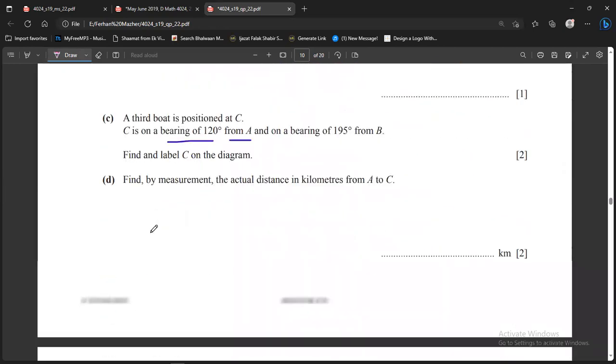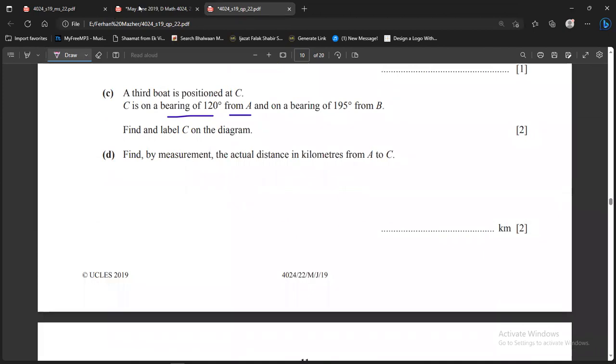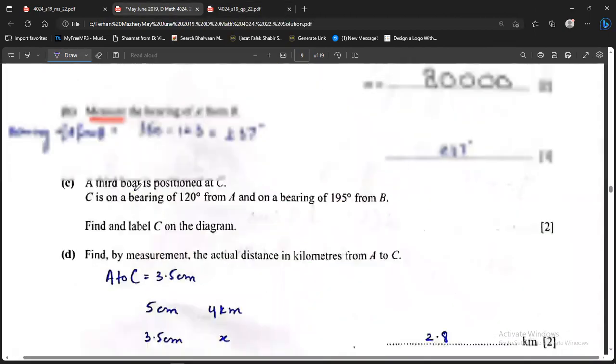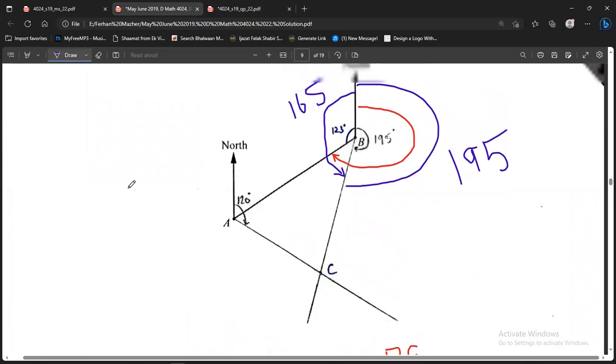So you have to mark those angles first, and then where the lines of those angles will intersect, I can show you here. You see, I have marked from here, this angle is 120, so I marked it here. I cannot draw directly a 195 bearing. So from 360, I subtracted 195, I got 165. So from here, with the help of the protractor, I mark 165. Then I draw this line, because from here, this will be 195.